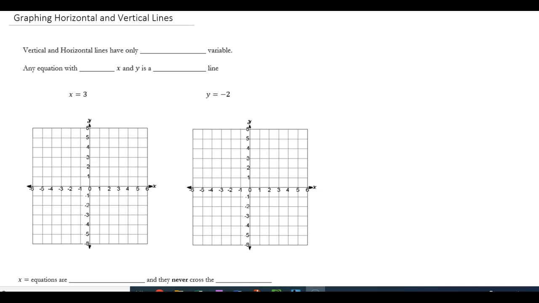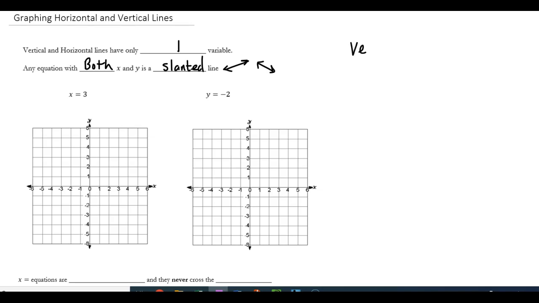Okay, so what we're doing here is just a little mini lesson on graphing horizontal and vertical lines. When we graph horizontal and vertical lines, they are going to have only one variable, okay? Any equation that has both an x and a y becomes a slanted line. It goes up, it goes down. It's just not vertical or horizontal.